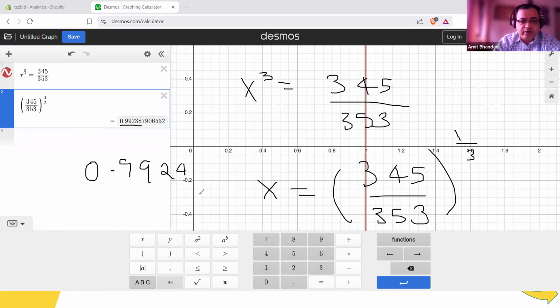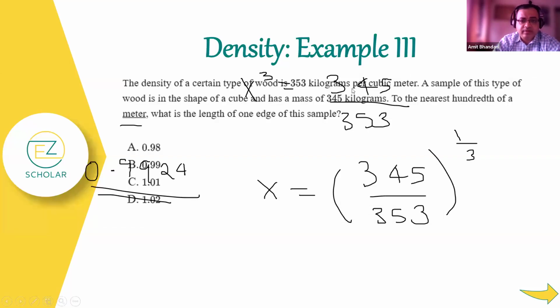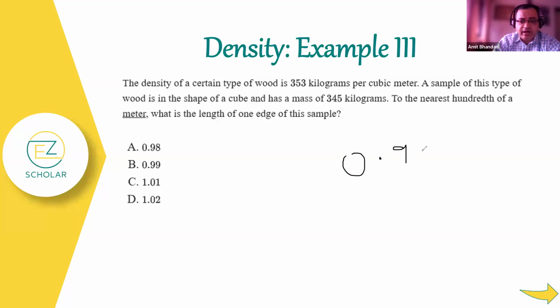One side of the cube in question is 0.9924 meters. So let's look at the options available to us. The number we found was 0.9924, and option B is clearly the one closest to it. So what we have seen is three different variations, all of them using the formula of density is equal to mass over volume.